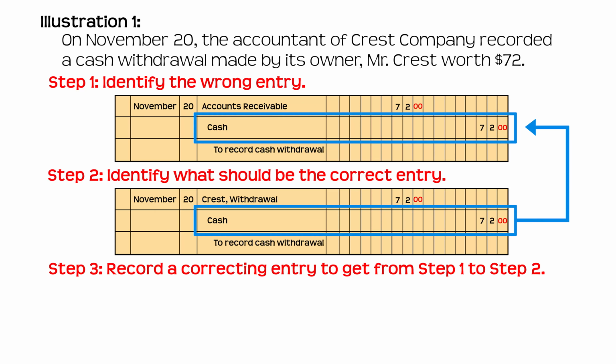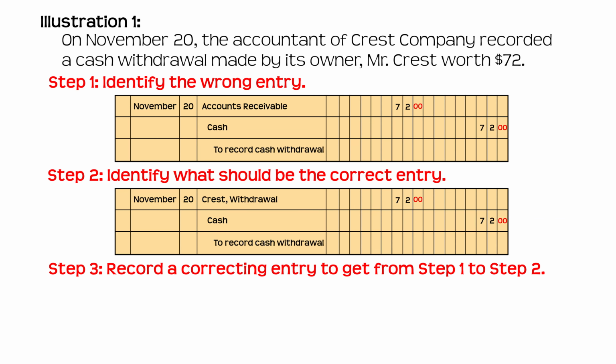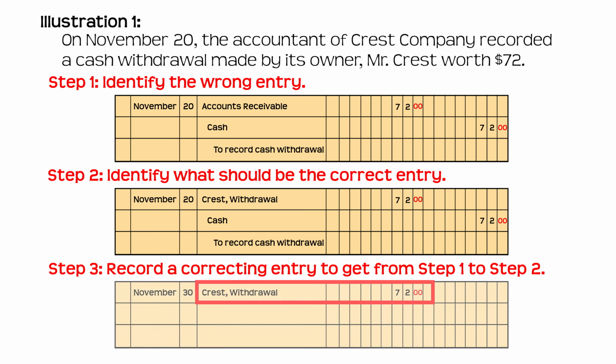Cash was correctly credited or reduced, but the transaction must have no effect on the accounts receivable account. We need to reduce the balance of accounts receivable to correct the entry. Also, the withdrawal account of Crest must be increased. Thus, to correct the entry, a debit to Crest withdrawal and a credit to accounts receivable should be made. Comparing the entry made and the correcting entry, you will notice that the accounts receivable is credited to reduce its balance.